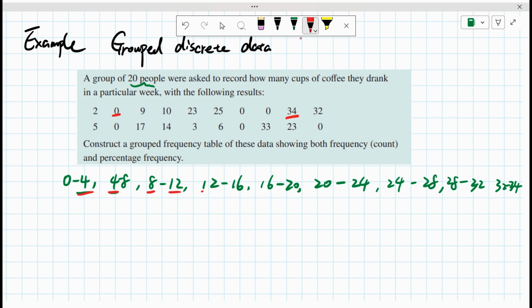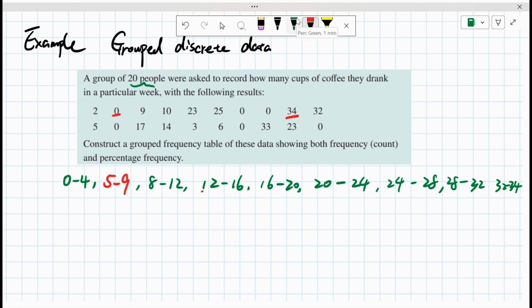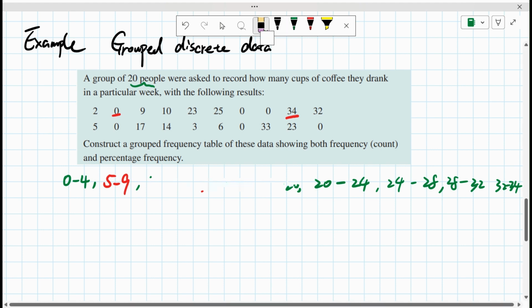Some of these numbers actually need to be rewritten. So guess what? We could change 0 to 4 from this one to 5 to 9. So we can say there are no gaps in between, because you're not going to drink 3.5 coffees. That doesn't make sense. So now we can restart.